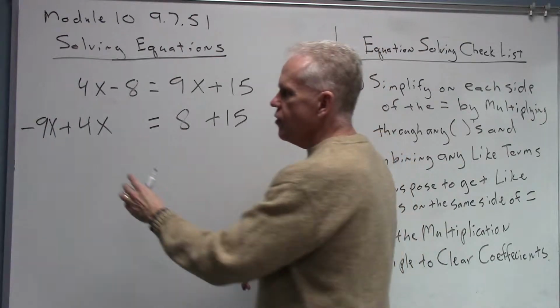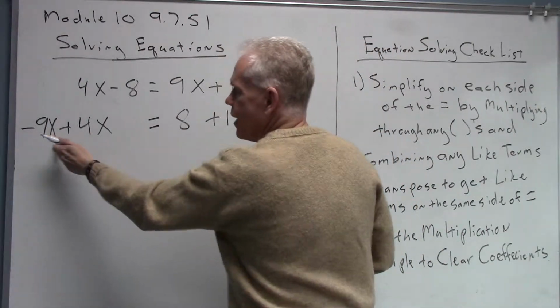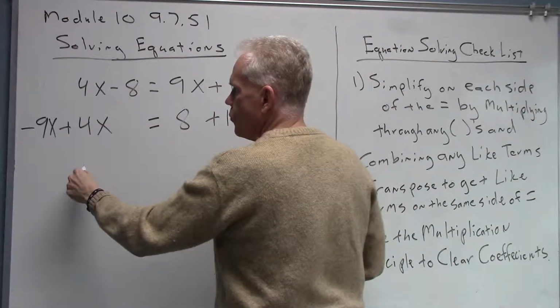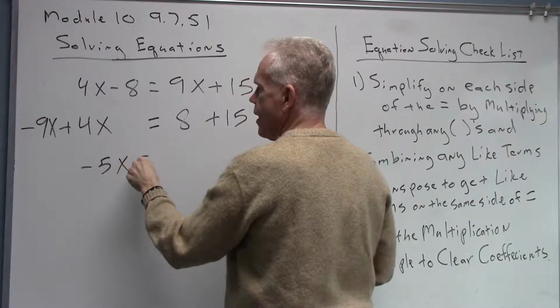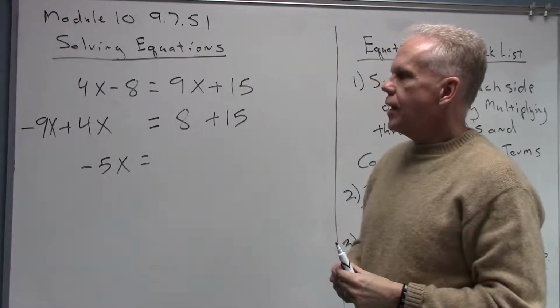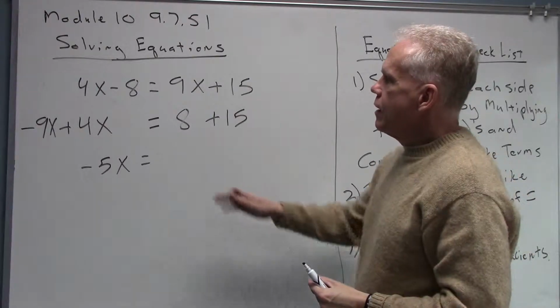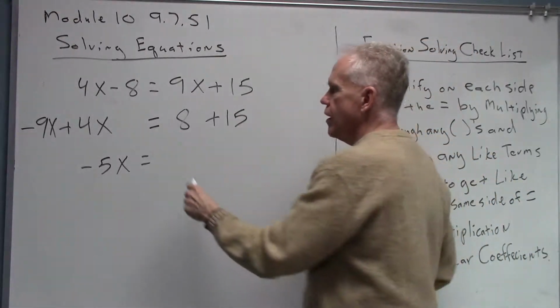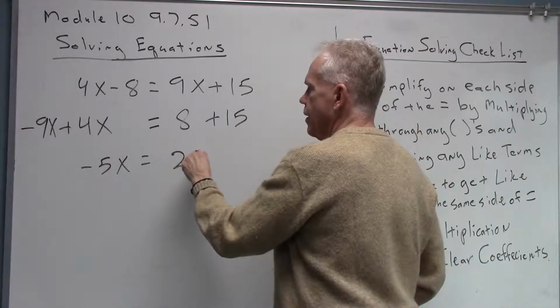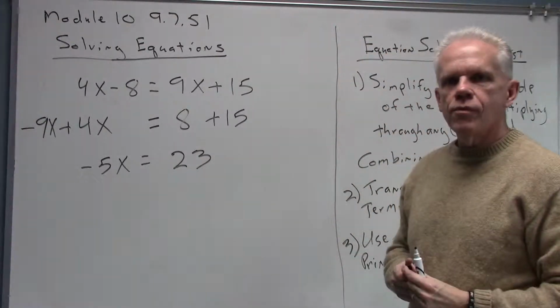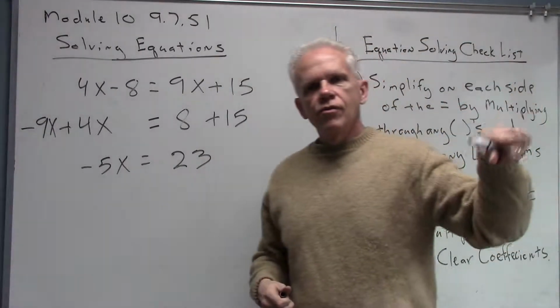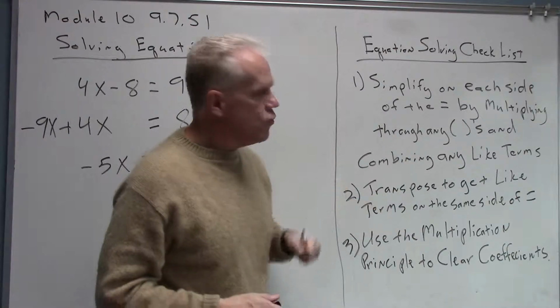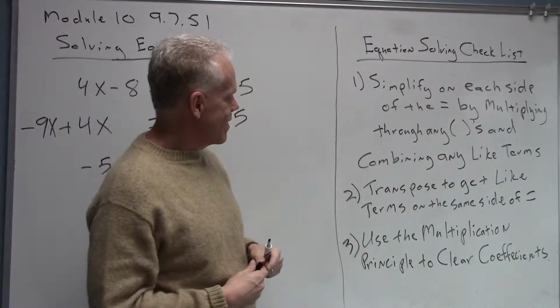Now, let's go ahead and simplify these together. A negative 9x and a positive 4x will be a negative 5x. Okay, so we got a negative 5x out of that. An 8 and a positive 15 is a positive 23. Okay, so we'll just put 23 right there. All right, check number 2. Transposing and simplifying there, done.